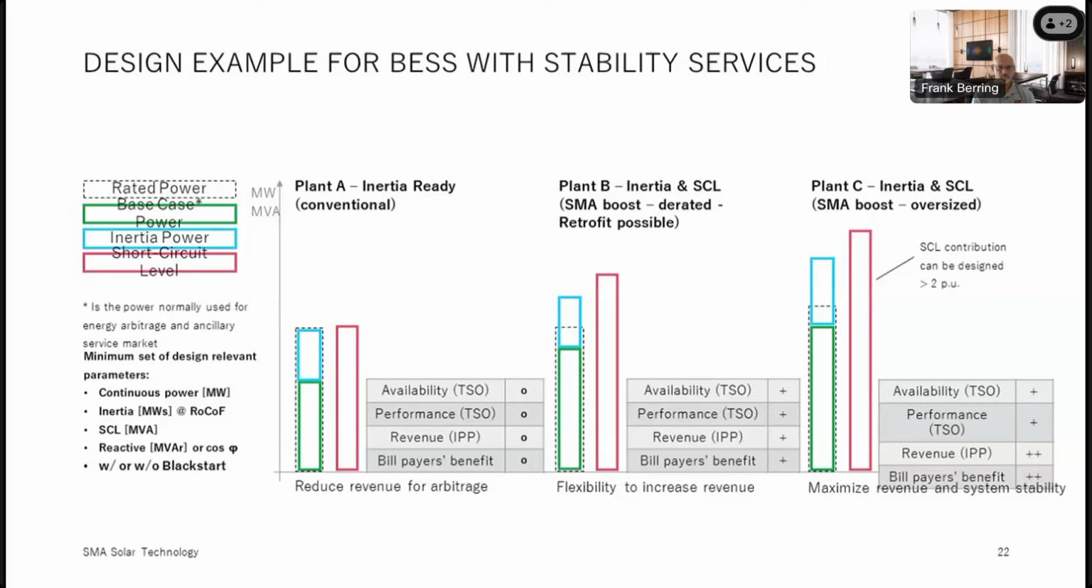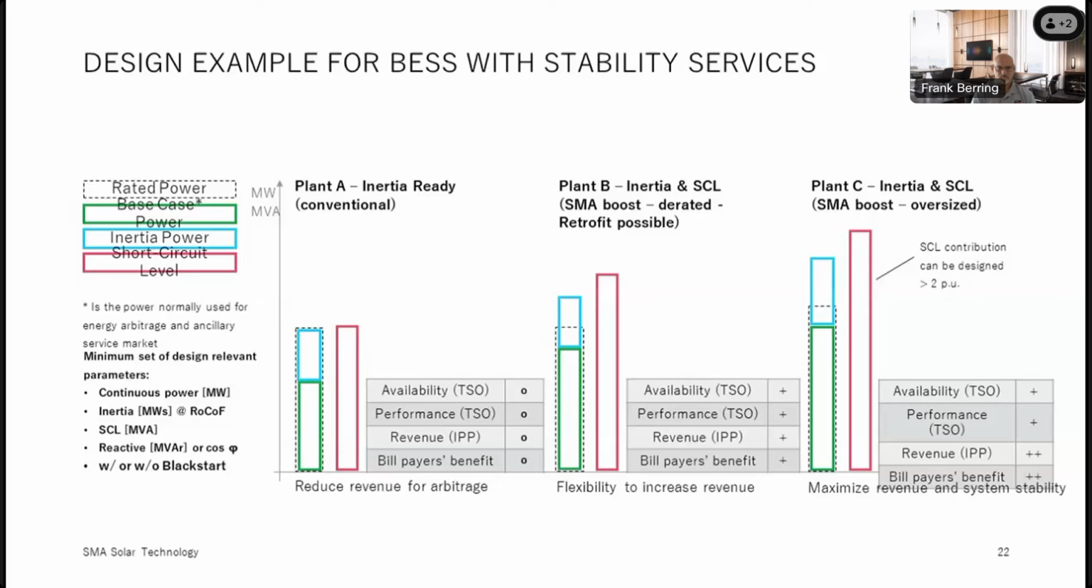So when we look at plant B, it's inertia and short circuit current. We have the rated base power. This is the dashed line. We have our base case equivalent to site-specific conditions, and then we add our overcurrent boost profile.